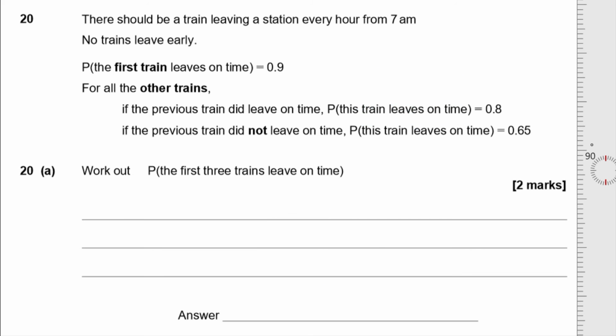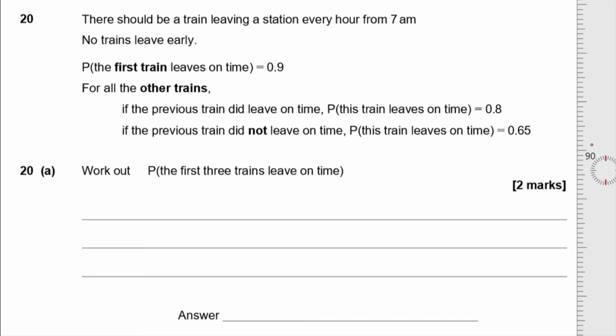Question 20. There should be a train leaving the station every hour from 7 AM. No trains leave early. The probability that the first train leaves on time is 0.9. For all other trains, if the previous train did leave on time, the probability that the train leaves on time is 0.8. And if the previous train did not leave on time, the probability that this train leaves on time is 0.65. So part A says work out the probability that the first 3 trains leave on time.